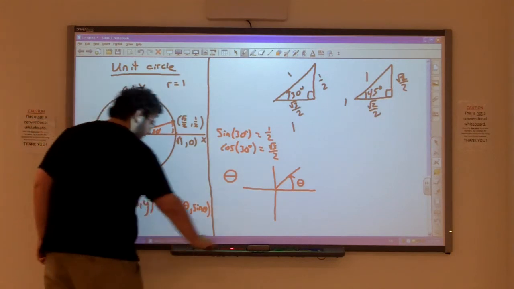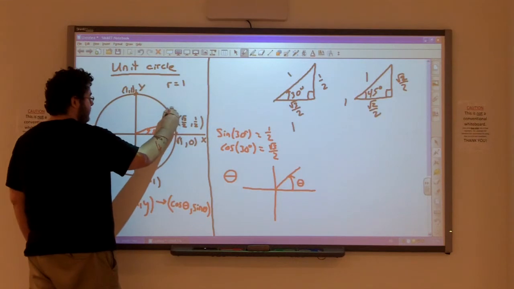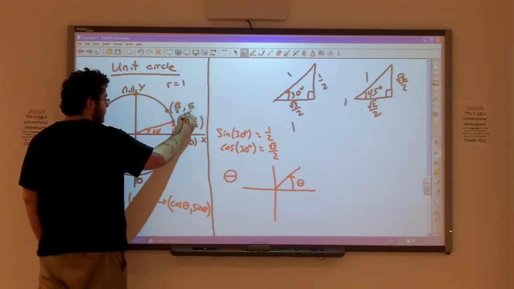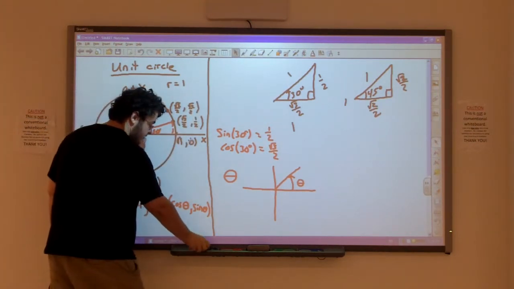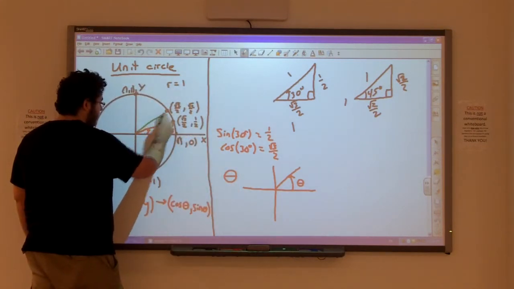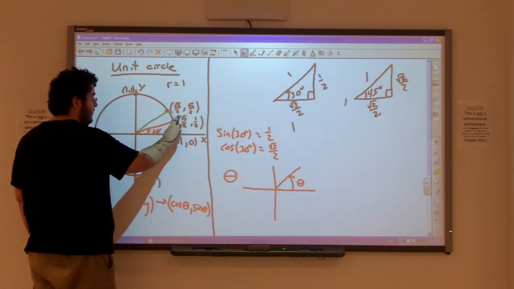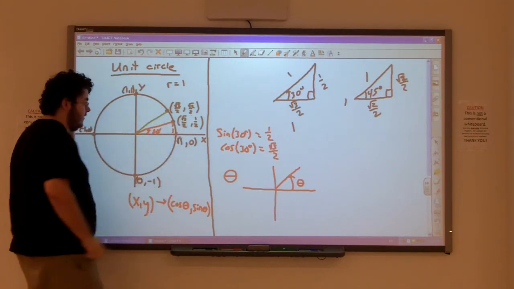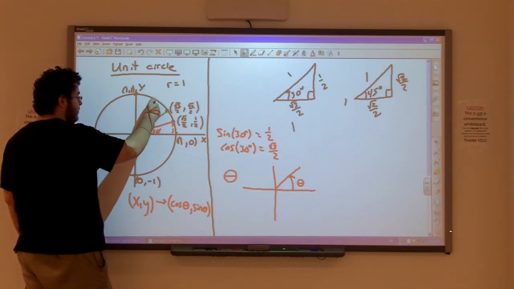So let's say we had this point, square root of 2 over 2, square root of 2 over 2. Well, if we try to find the angle that is made connecting the origin to that point, we'll find that it's 45 degrees. So we can say the cosine of 45 degrees is the x value here, so square root of 2 over 2, and the sine value is the y value, square root of 2 over 2. And the same thing works for all of these points.